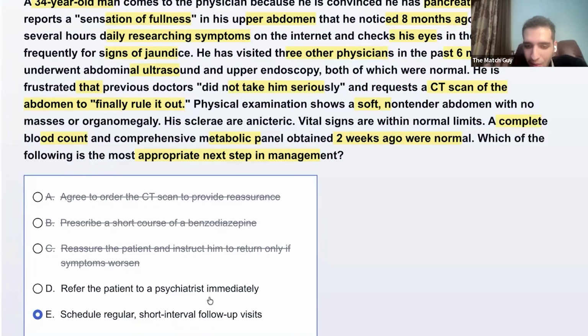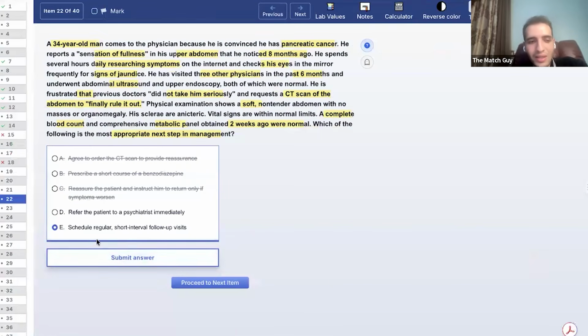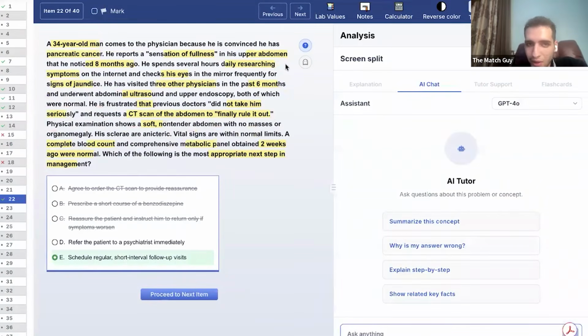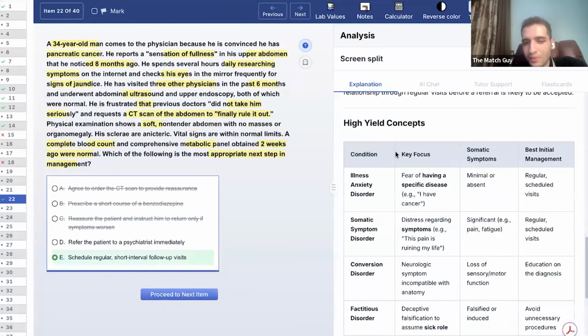I will tell you something. For Step 1, Step 2, Step 3, referral is almost always the wrong answer in psychiatry. Referring the person is always the wrong answer in psychiatry. Okay? So that's wrong. So here it would be scheduling a regular follow-up. Okay, guys?